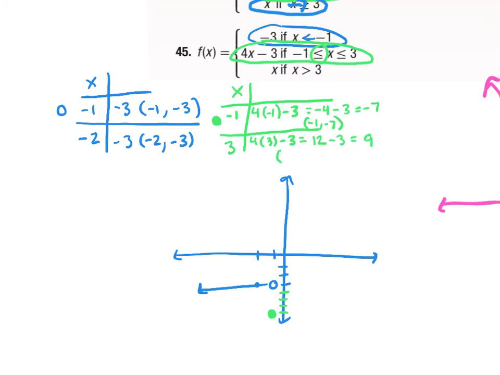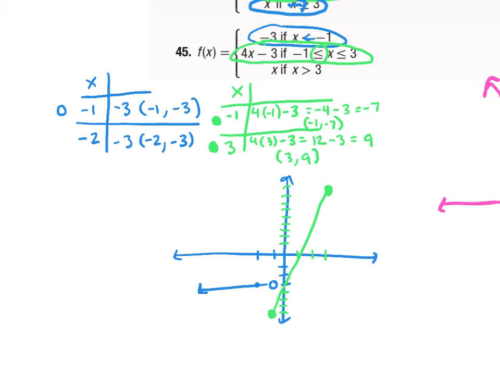9. So what's our point here? 3, 9. So we go to the right 3 and up 9. Do we put an open circle or closed circle here? Perfect. It's less than or equal to, so it's a closed circle. Do we have an arrow here? Nope, we just connect the 2 dots. Yes?